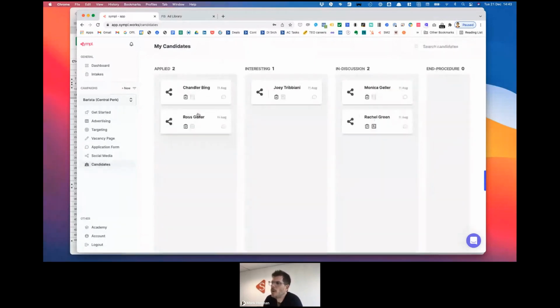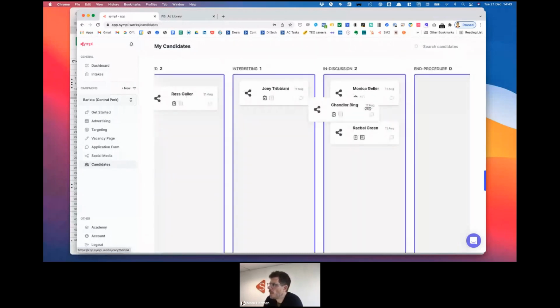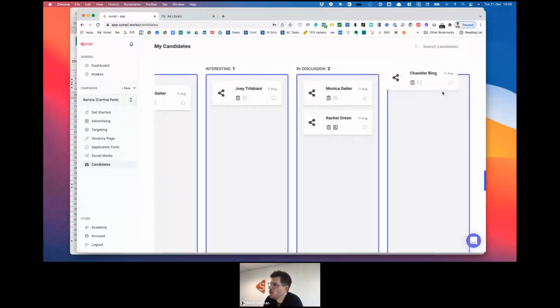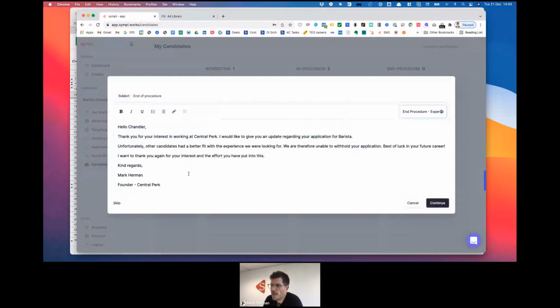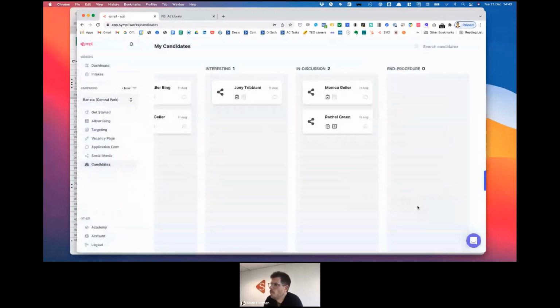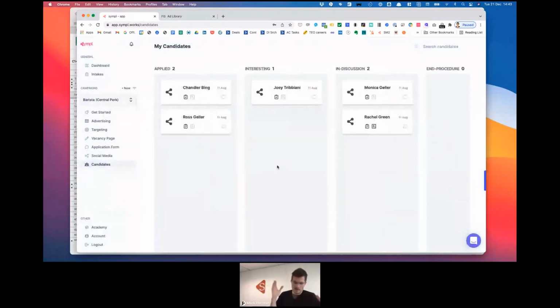And then once you know what you want to do with Chandler, you say, look, I don't want to continue with Chandler. I'm going to end the procedure for Chandler. You move him to the end procedure. You then get the possibility to choose an email to actually send Chandler the reasons why he's not in the loop anymore. So all of that, from starting your campaign from scratch to the very end, everything is linked in our software.